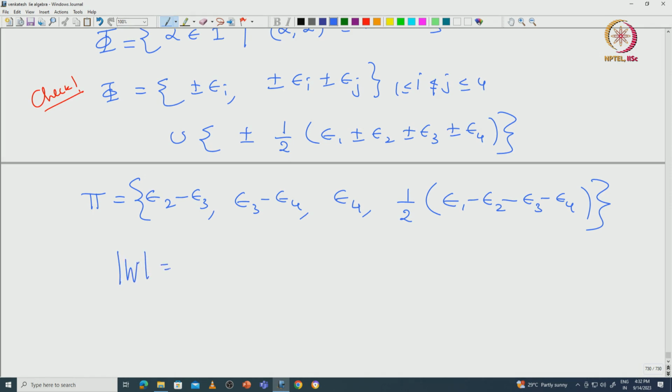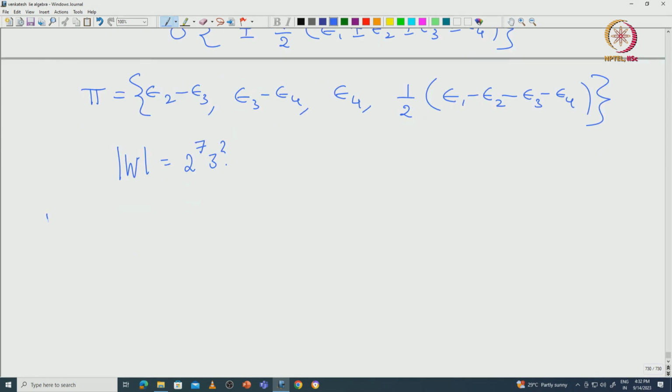one can show that the cardinality of the Weyl group is 2^7 times 3^2 times 3^2. Okay. So, what is type G2? G2 is a rank 2 root system. So, that means you have to find something inside rank 2. For that purpose, we take R3 and construct a subspace inside R3. What is this subspace? You take the orthogonal complement of epsilon 1 plus epsilon 2 plus epsilon 3. So, this is your subspace inside R3.